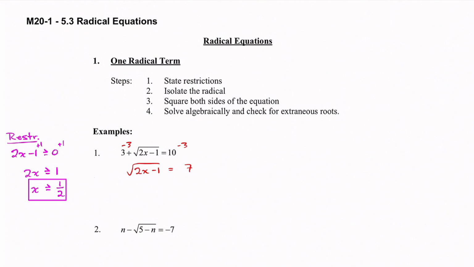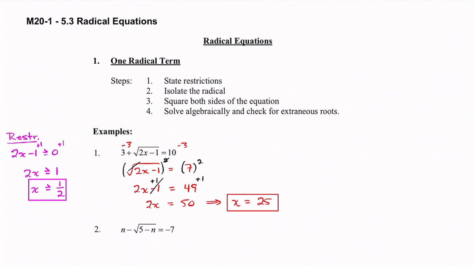Step three, square both sides of the equation. So I'm going to square this and then square this. The square and the square root cancel. So we're just left with 2x minus 1 equals 7 squared, which is 49. And then we're going to move on to step four, solve algebraically. So just isolate x, get it by itself. I'm going to have to add 1 onto both sides. The 1's will cancel, and then I have 2x equals 50. And then divide both sides by 2. So we're going to get x equals 25.